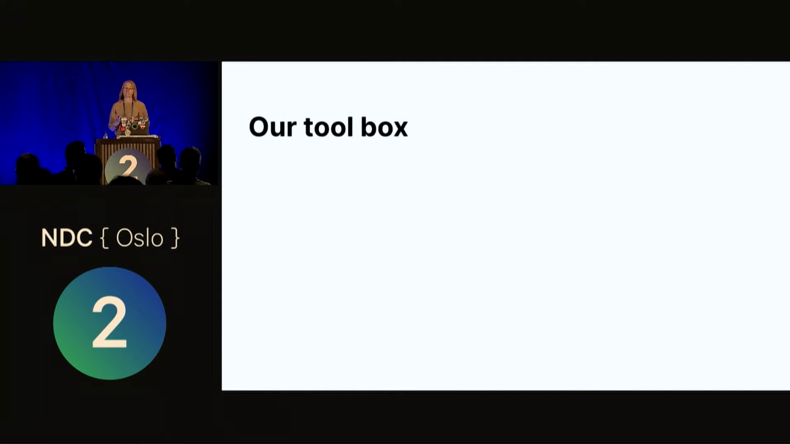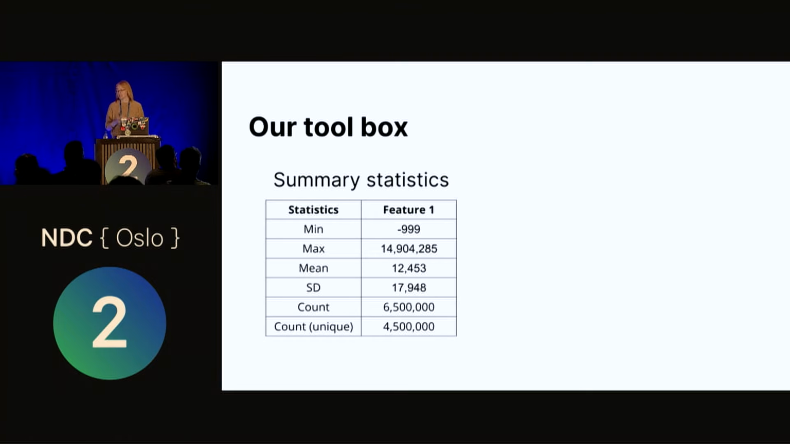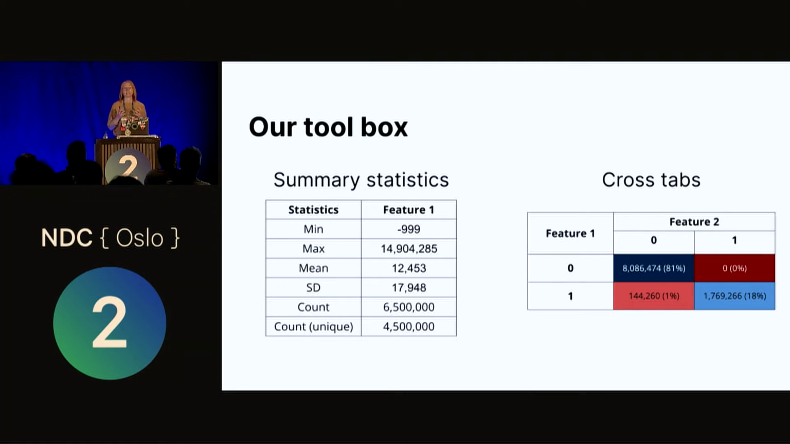Finally, I'm going to talk about the toolkit that we're going to be using to diagnose issues with our data. The first is summary statistics. Nothing fancy, you'd be familiar with these, things like min, max, mean, deviations. The second is a very powerful type of table called a crosstab. This is where you take 2 categorical variables and you count the number of observations where their levels interact. You can see in this crosstab where feature 1 and feature 2 both equal 0, there are around 8 million observations. Nothing too fancy here either.